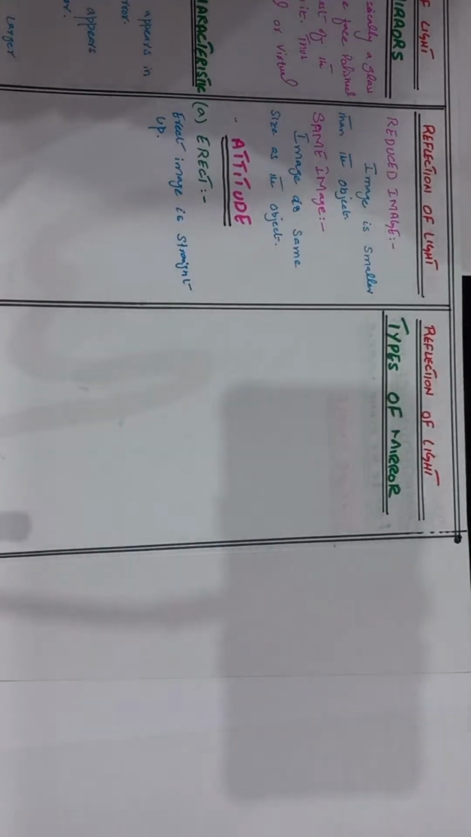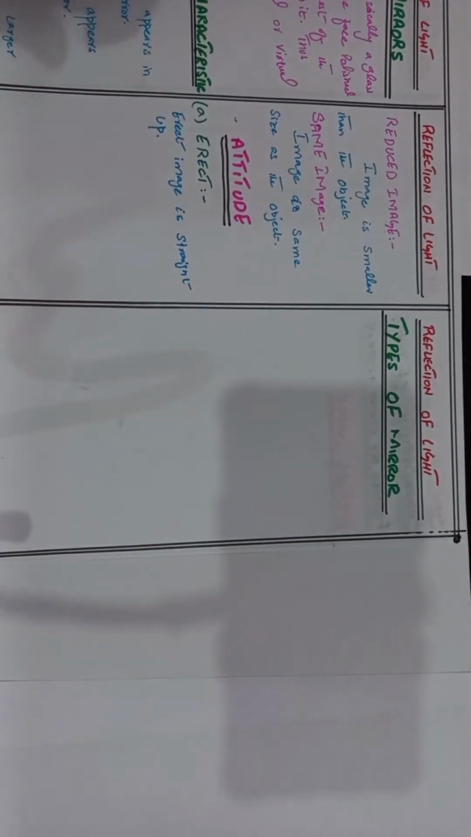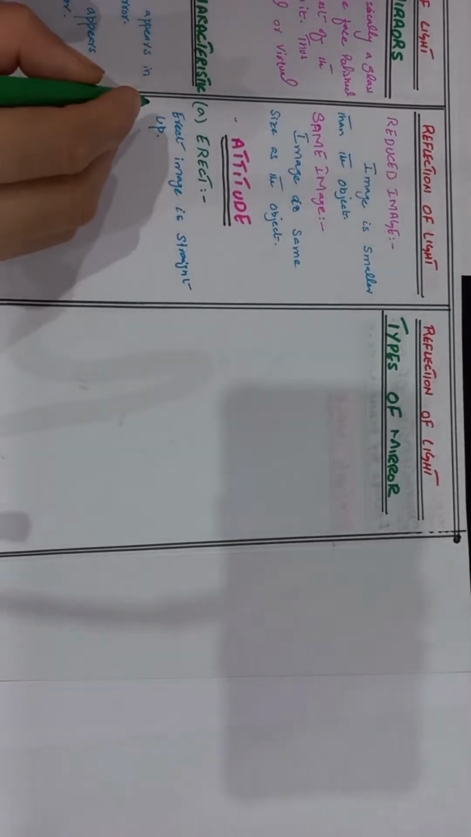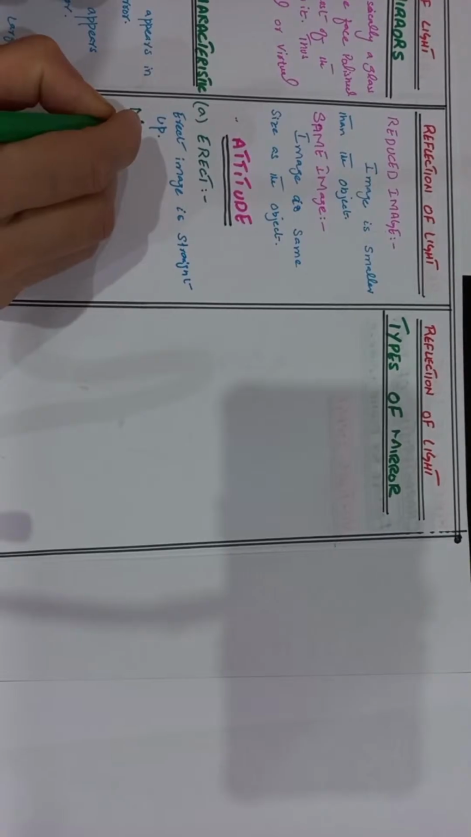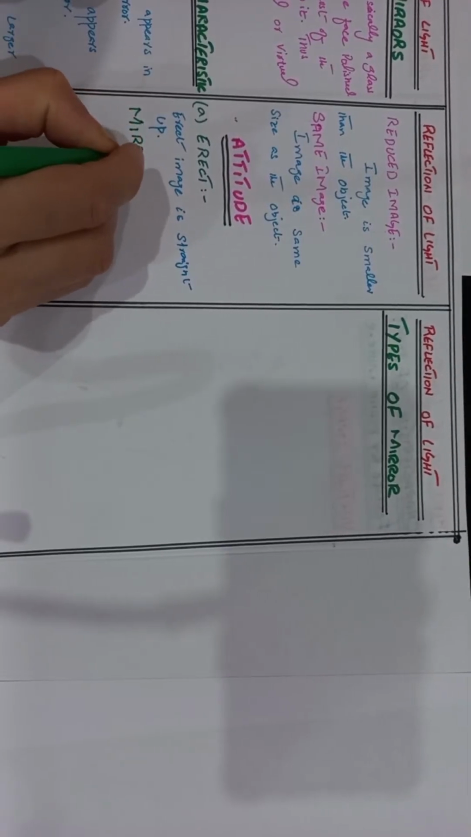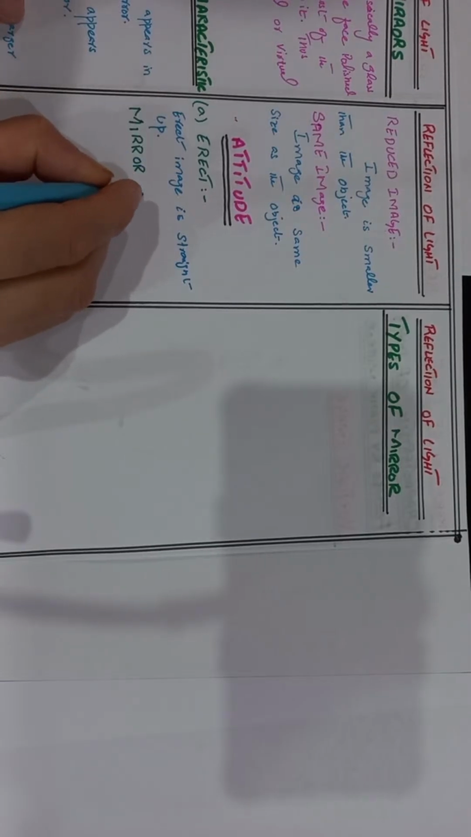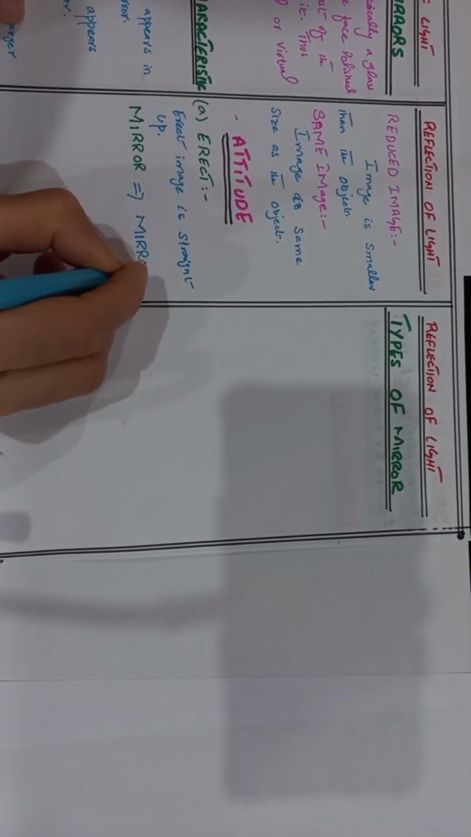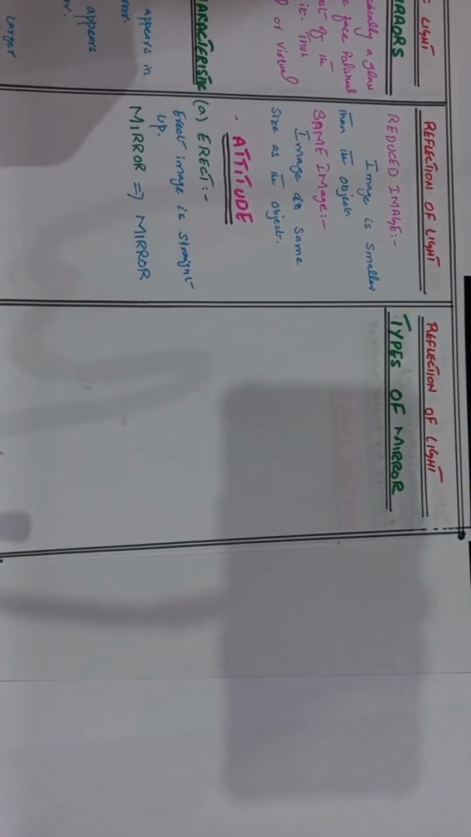Here we discuss an example. Take the example of the word mirror. Then we see the image in the mirror is the same as what is written, the word is straight up. This image is called an erect image, straight up.